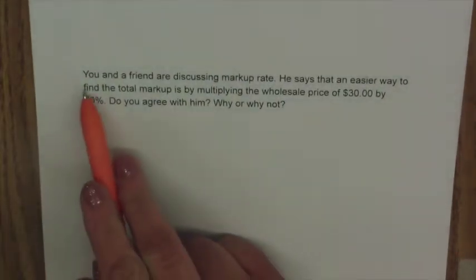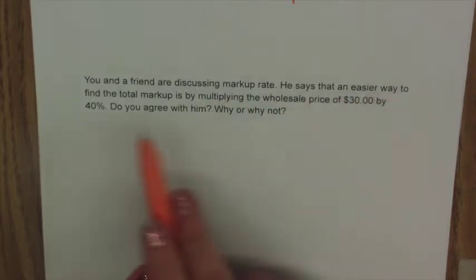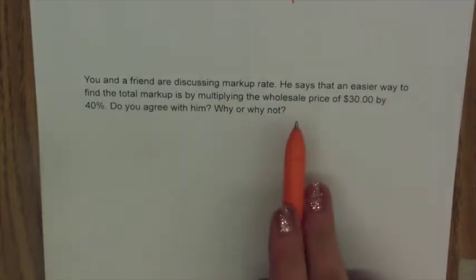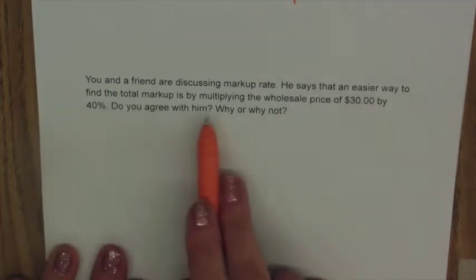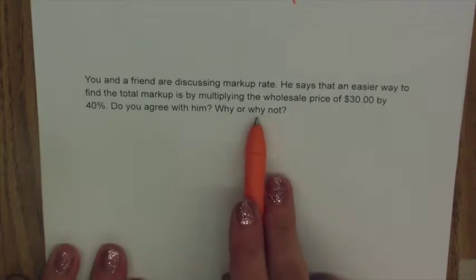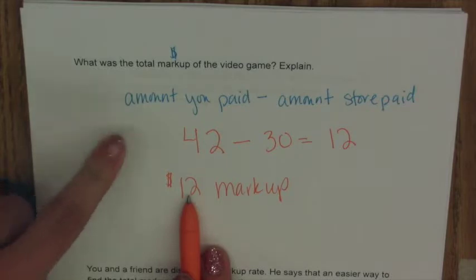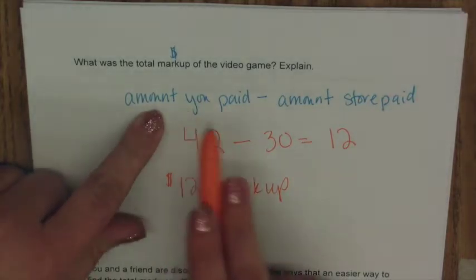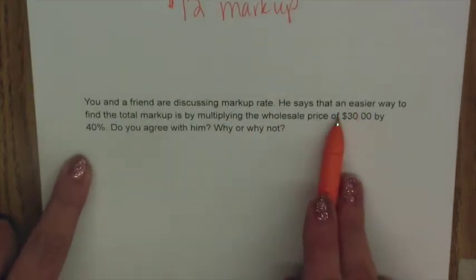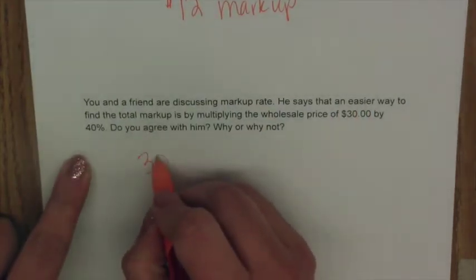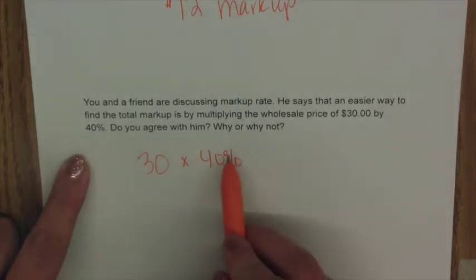All right. You and a friend are discussing markup rate. He says that an easier way to find the total markup is by multiplying the wholesale price of $30 by 40%. Do you agree with him? Why or why not? So our friend is saying in order to find this $12 that we found on this question, instead of finding this amount and subtracting them, we could just take this $30 and times it by 40%. So let's see what happens when we do this.